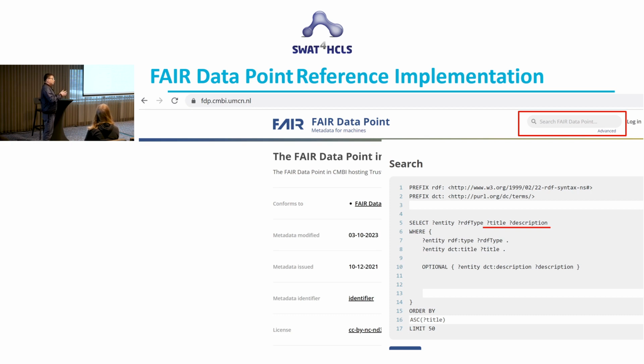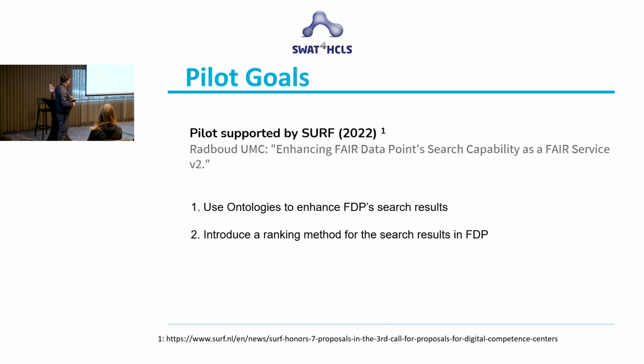When the result is returned, I would say that no ranking algorithm is applied to the list. It's just a transit of the SPARQL query result to the user. So no ranking at all. These 2 things, we think we can improve in terms of the findability of FAIR Data Point.